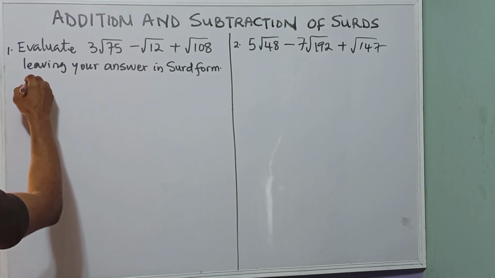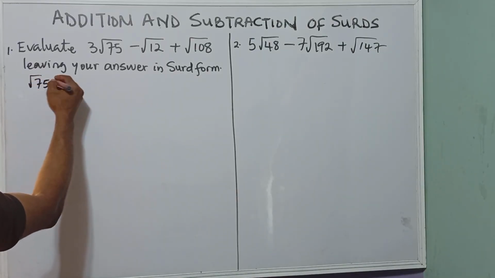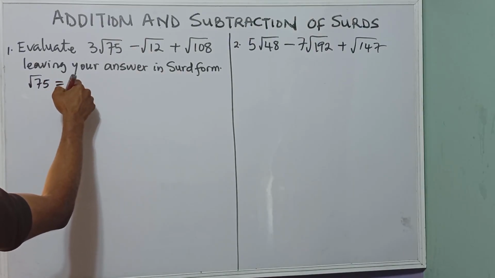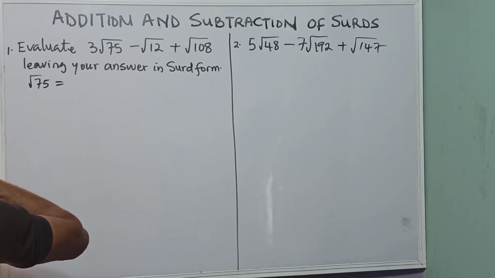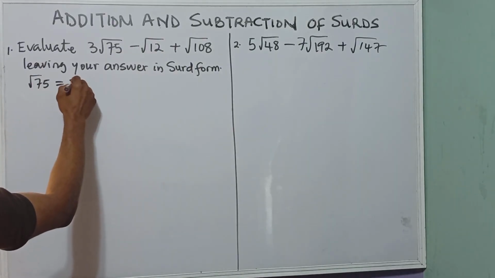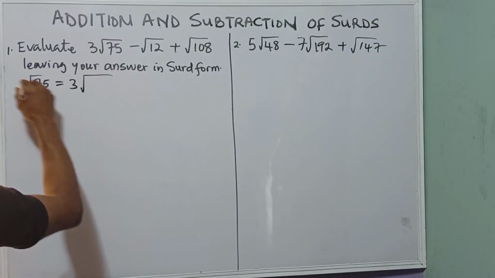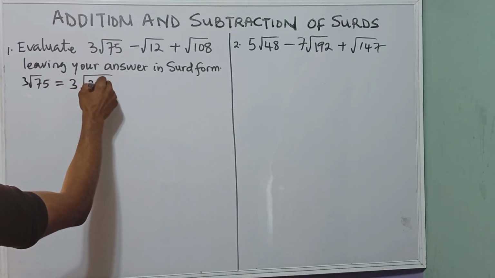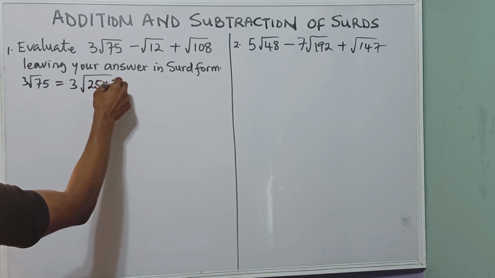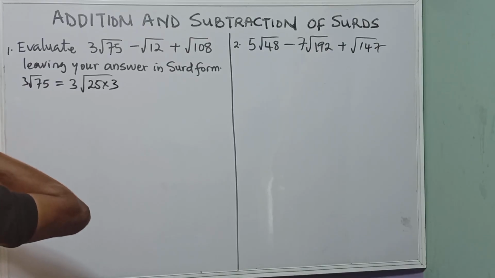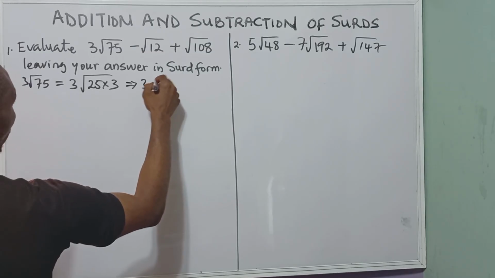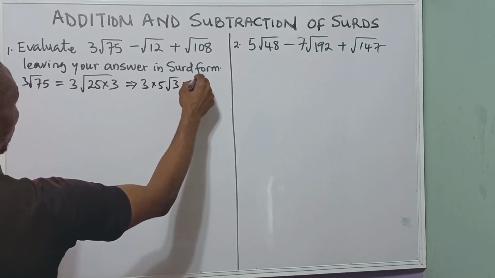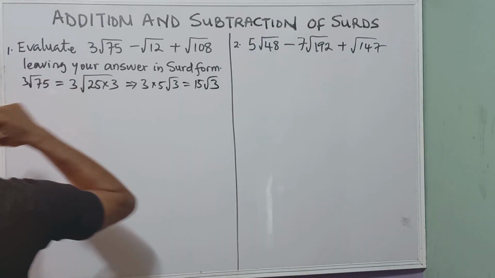Now we know that root 75 equals, using a perfect square, 25. 25 times 3 will give us 75. So this would give us 3 times root 25, which is 5 root 3, which is 15 root 3.